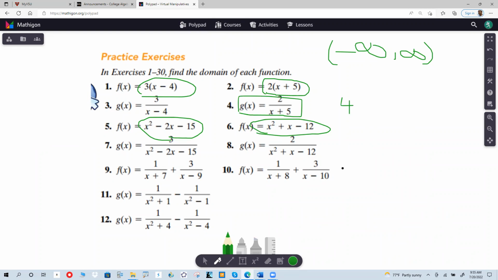Well, number 4 has a denominator. The denominator is x plus 5. Now you ask yourself, well, can this be 0? Yes, when x is negative 5, the bottom will be 0. So how do you eliminate negative 5? You're going to say negative infinity to negative 5 union negative 5 to infinity. That's going to be the domain for number 4.